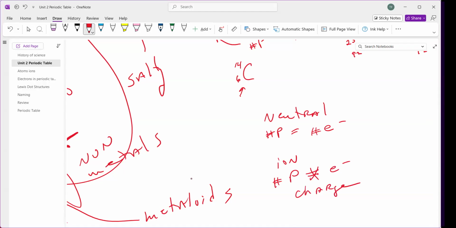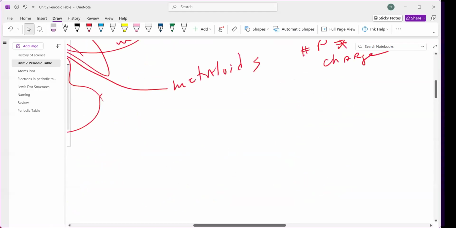So if there's an ion, I have to tell you it's an ion. It's not intuitively obvious. And I also have to tell you the charge on the ion, because some are positive, some are negative, depending on the balance between the electrons and protons. Whatever's more dictates the charge. If you have more protons, the charge is going to be positive. More electrons, the charge is going to be negative.